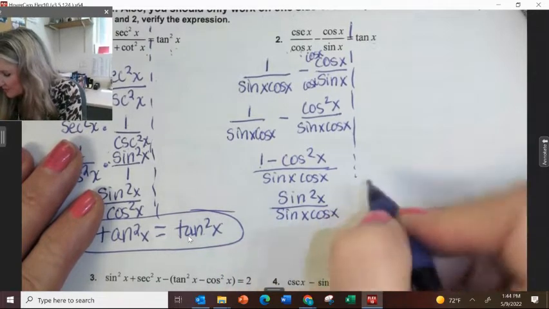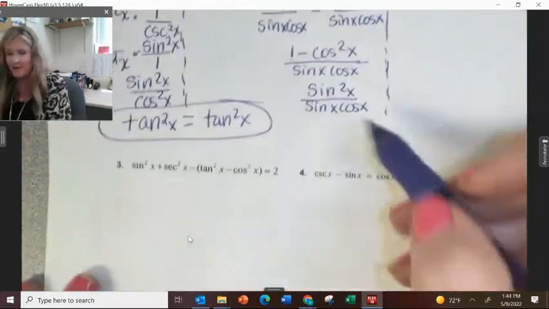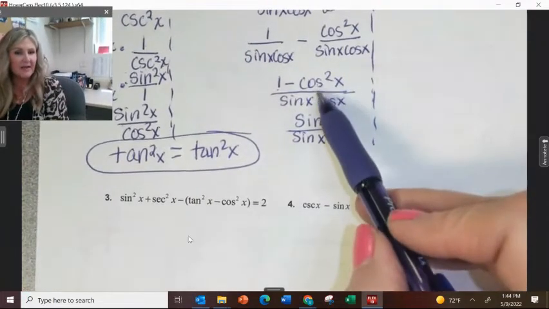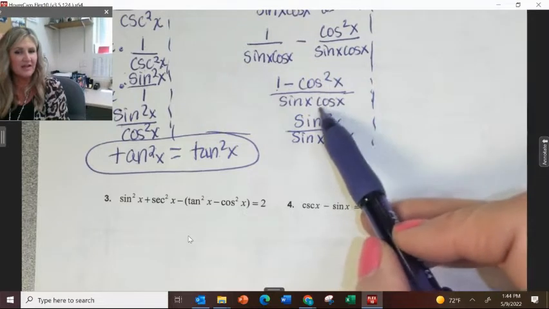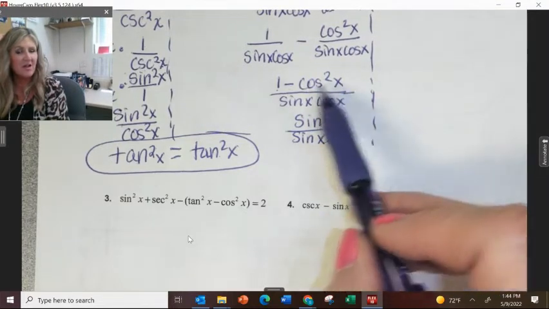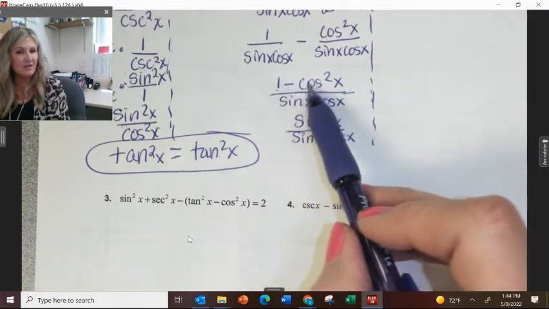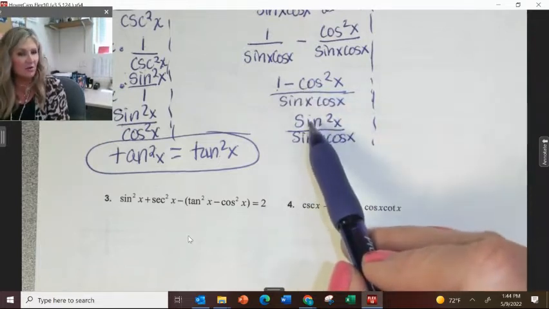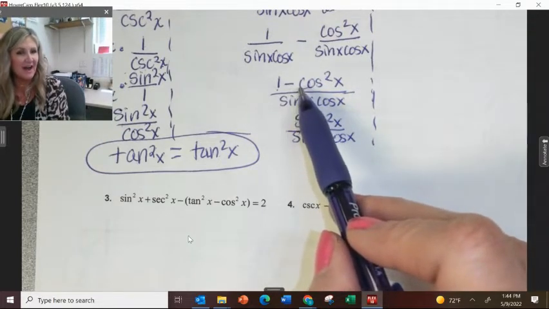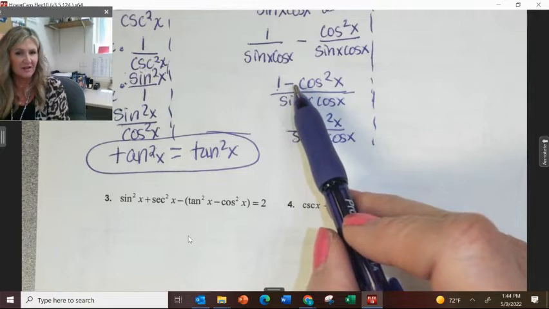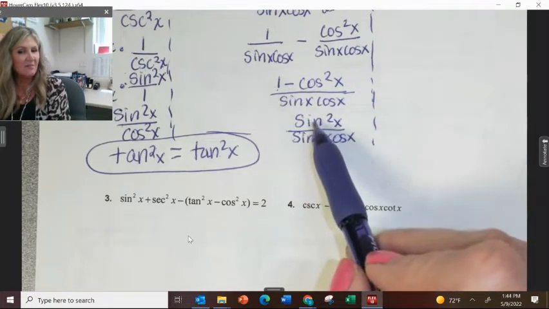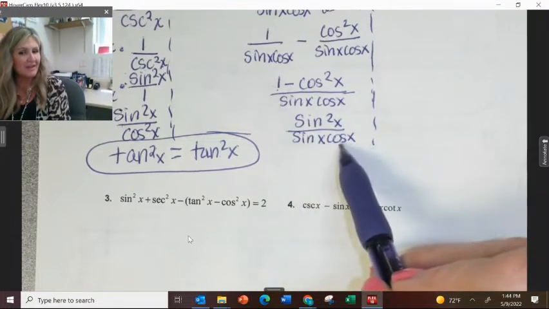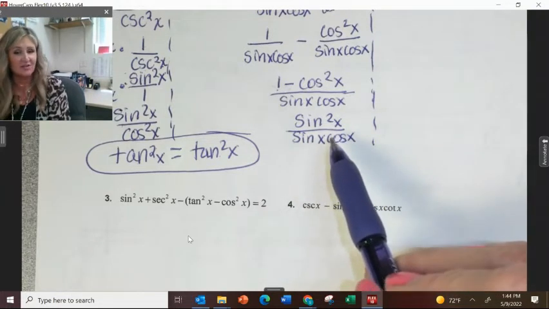Let me pause for just a minute here. A common mistake people make is that when they're back here, they think they can cancel this cosine out with this cosine, but these are terms. We can only cancel when we only have multiplication and not addition or subtraction. This is subtraction. I cannot cancel. But now this is all multiplication, so I can cancel.